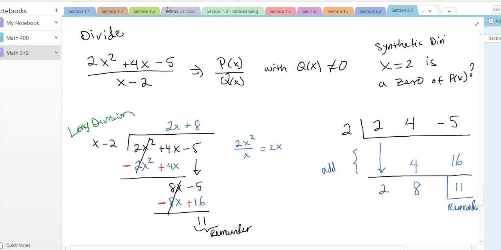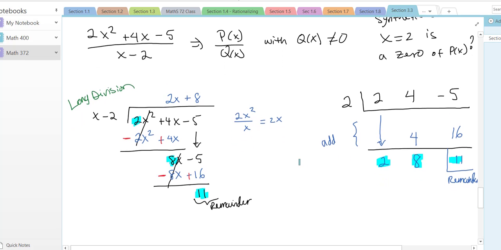If you notice the numbers that we're getting, this 2 is the first 2 here. The 8 is the leading term of the new dividend. And then the 11 is, if this was going to keep going, 11 would be my next leading term of the dividend, and so on. So that's what these numbers are doing. It's a shorter way of doing long division.